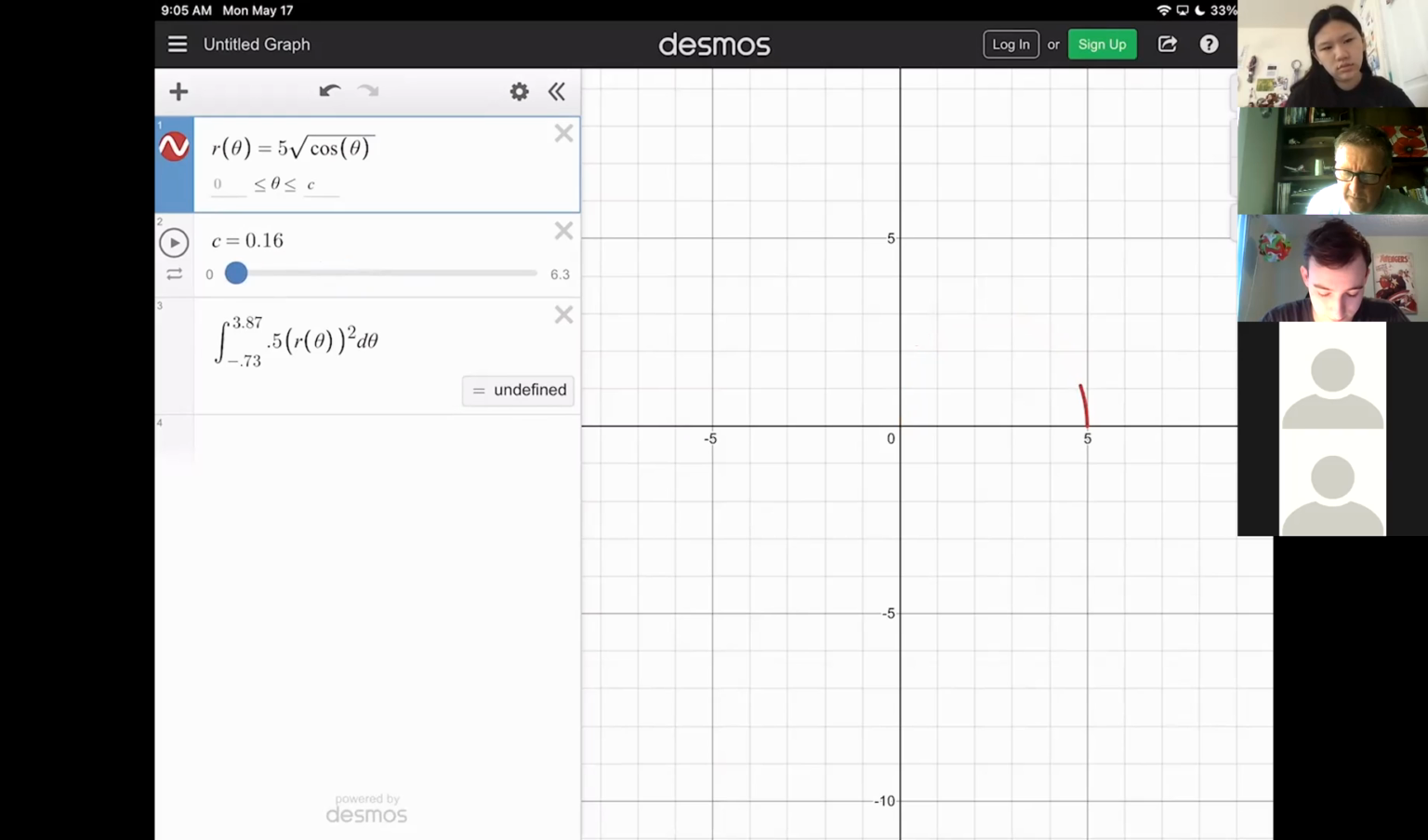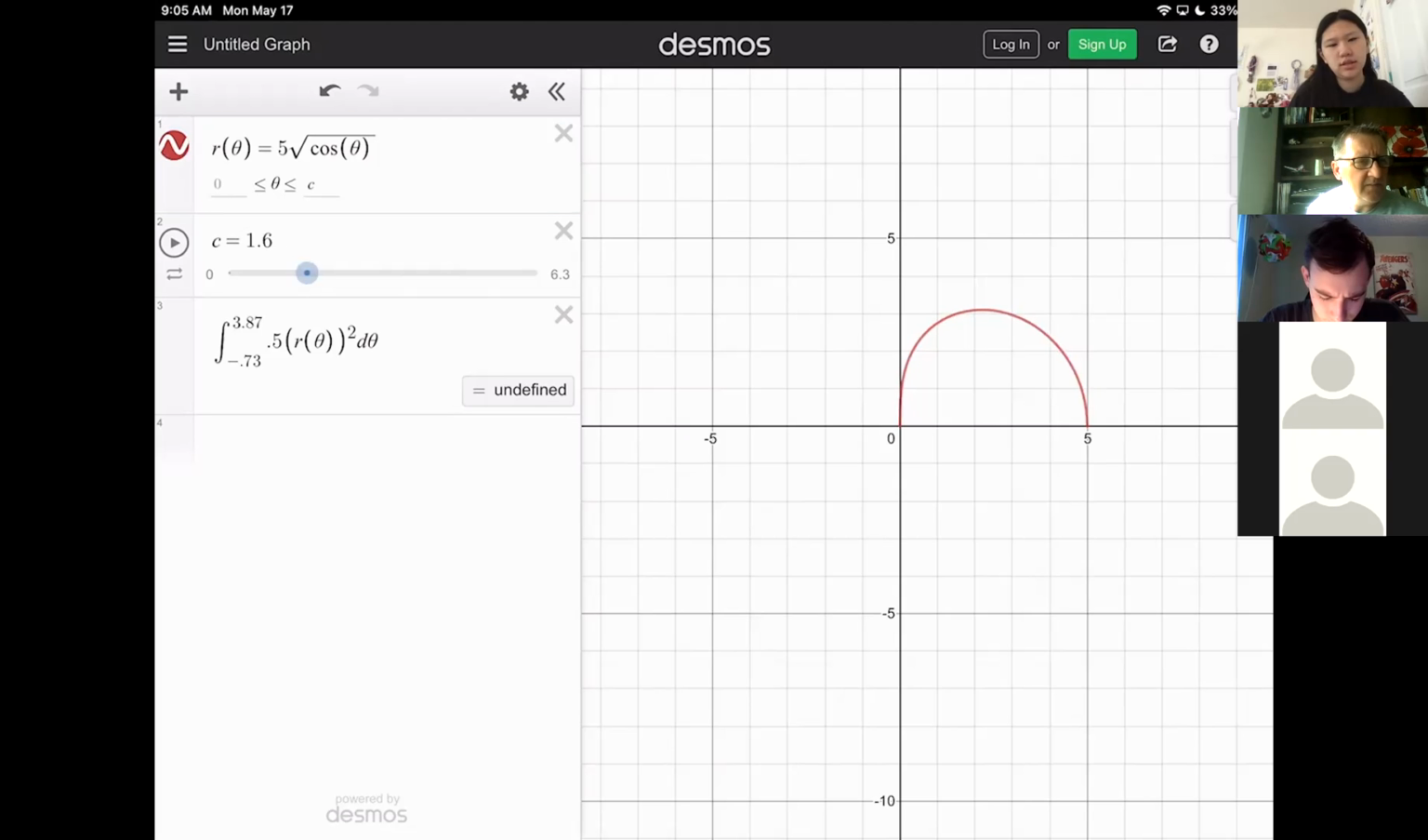So it starts at 0. That makes sense. Cosine of 0 is 1. The square root of 1 is 1, and 1 times 5 is 5. So it makes sense that (0, 5) would be a point. And then it grows and grows and grows. That's kind of interesting. Why did it just pop down right there and just stop at 0? What do you notice about the value I'm at? The angle, I'm at angle C. Where am I right now? You should recognize where that is.